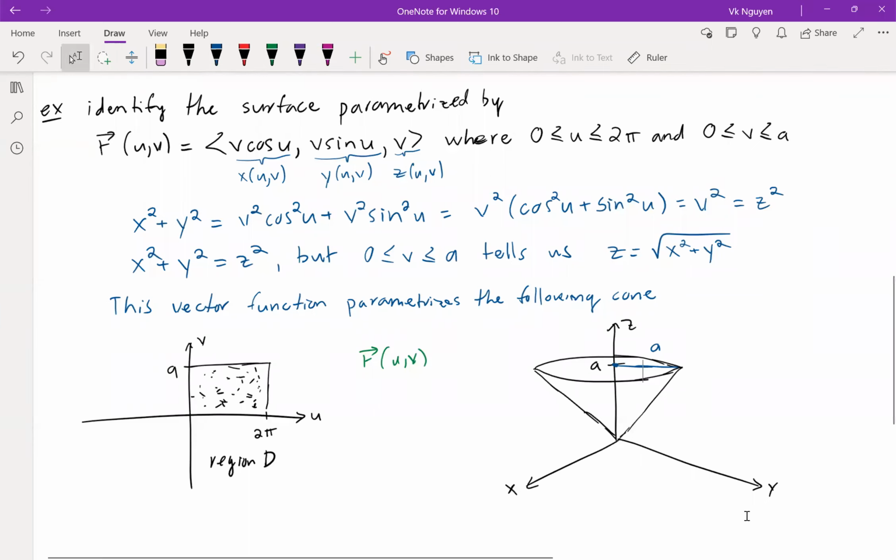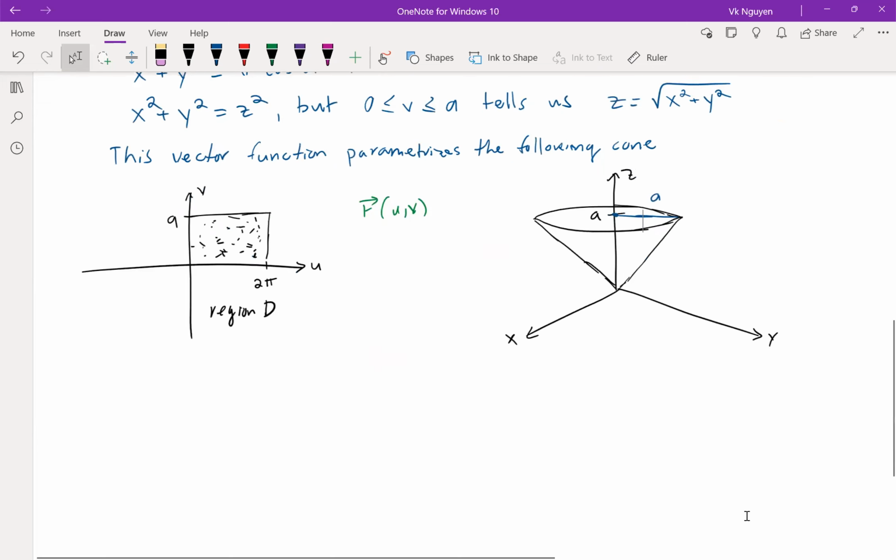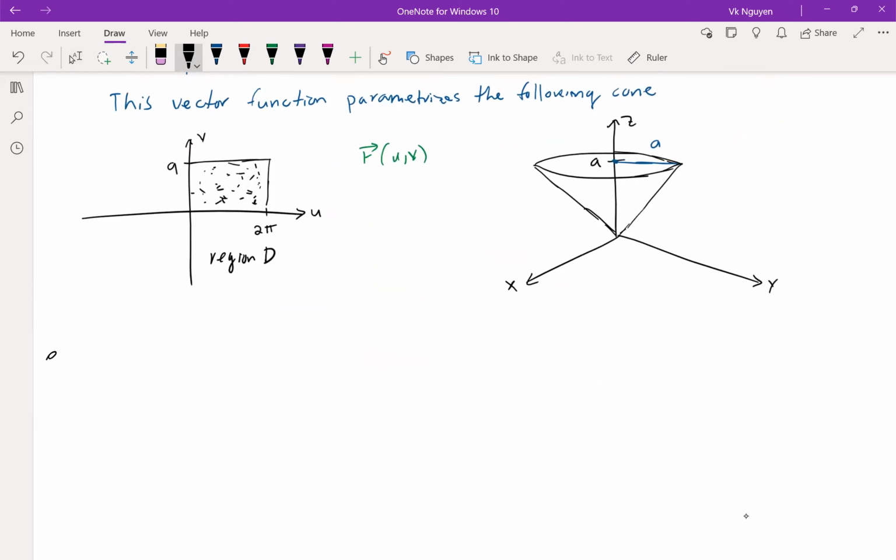Okay, we have a few more interesting examples because the next part is, oh, you got to be able to parametrize surfaces. So parametrize the following surfaces.